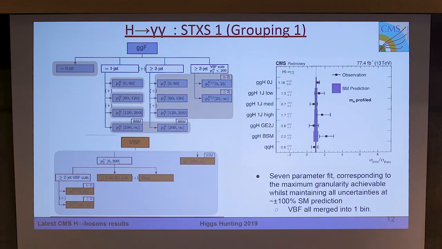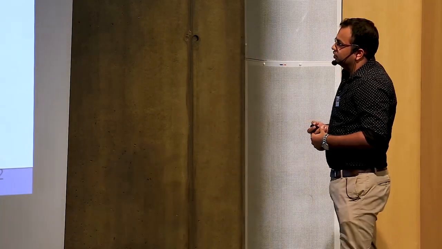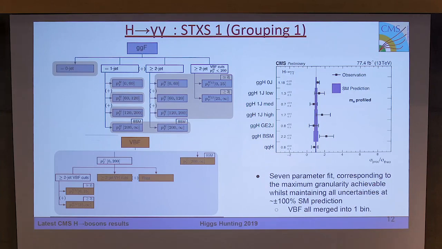Now, in order to extract the signal strengths, we do 2 kinds of groupings. One is what we call the 7 parameter fit, which corresponds to the maximum granularity achievable while maintaining the uncertainties to almost 100% of the standard model prediction. So you see here the merging of the bins. All the shaded areas are merged. So these 2 BSM bins are merged, these are merged, and then this whole thing was merged.